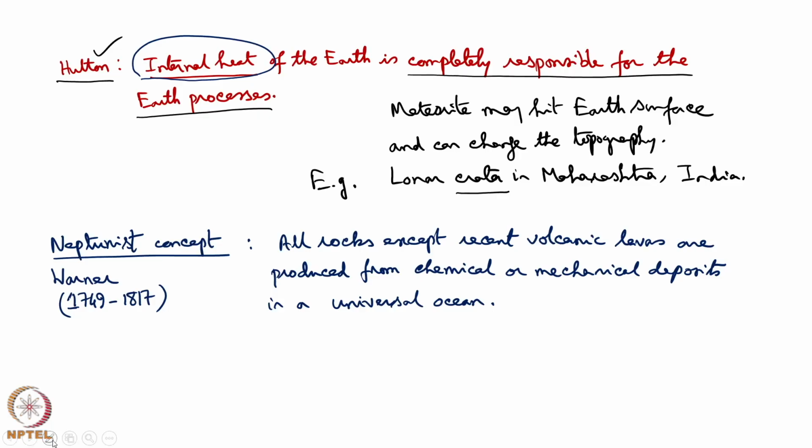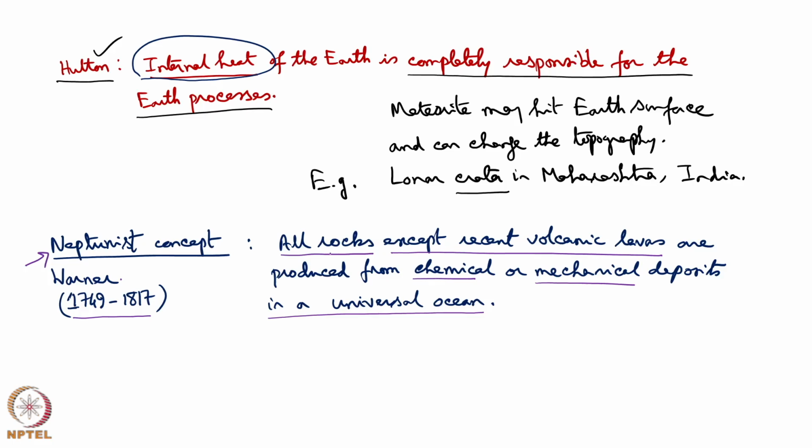Now, we are going to see the Neptunist concept. This was given by Werner, whose life was 1749 to 1817, and the Neptunist view says that all rocks, this means sedimentary, igneous and metamorphic, it starts like that, but then it excludes the recent volcanic lavas, were produced from chemical or mechanical deposits in a universal ocean. Now, this is also not correct if we look with present day knowledge. Let us try to understand.